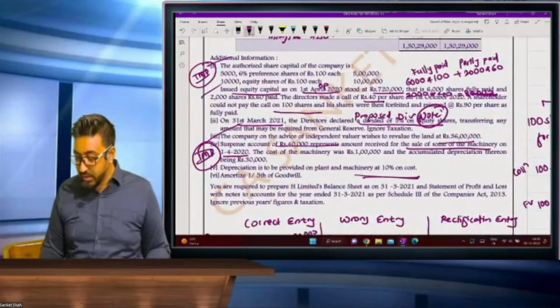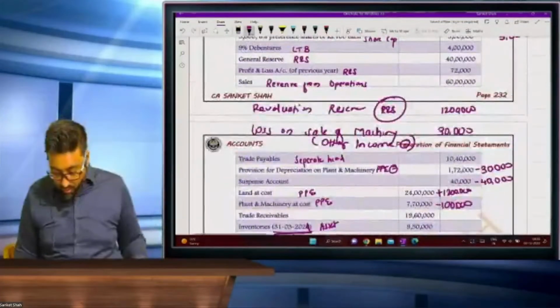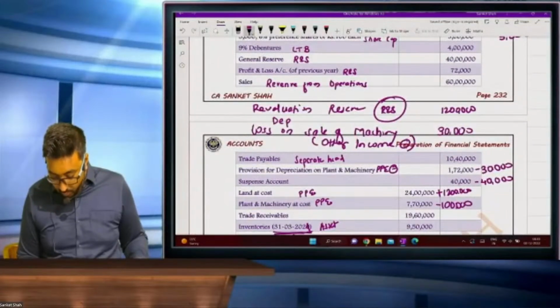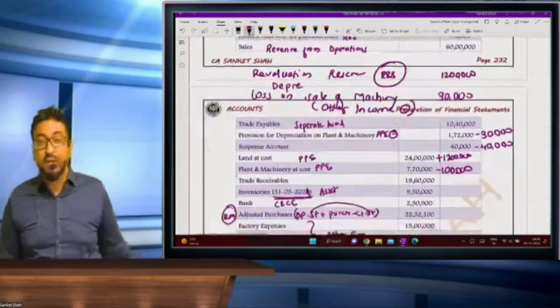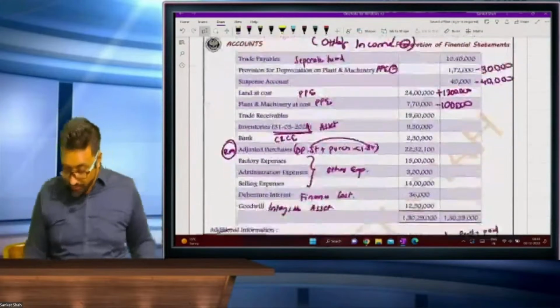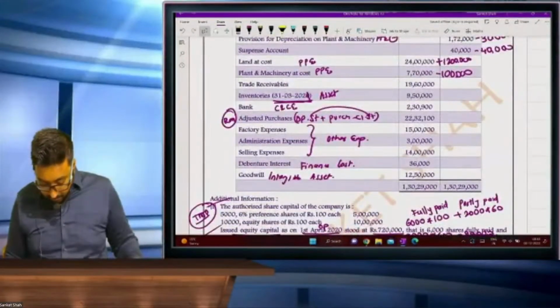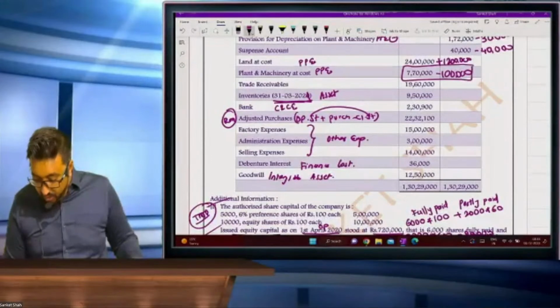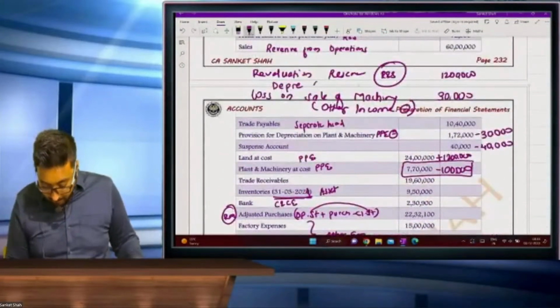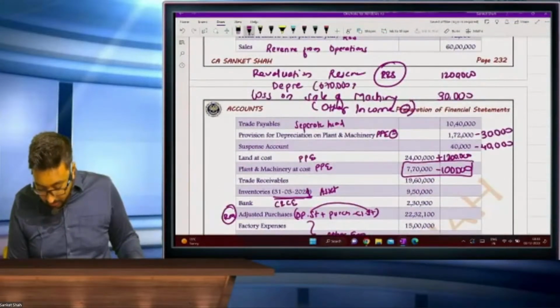Depreciation on machinery 10% on cost. So depreciation, what is the entry? Depreciation to accumulated depreciation. So how much is the depreciation? 6,70,000 at 10%, 6,70,000 into 10%, 67,000.